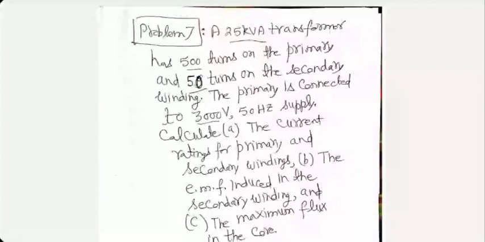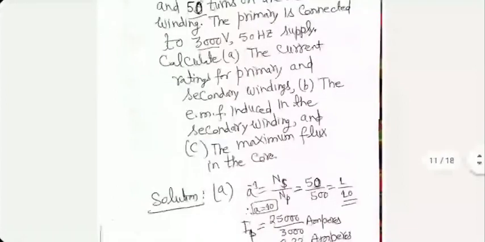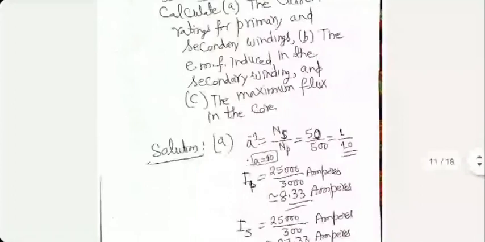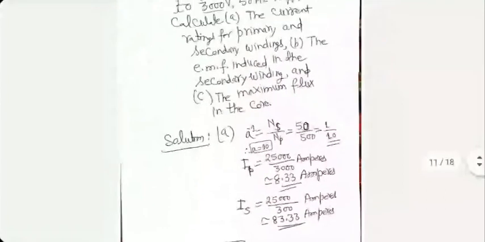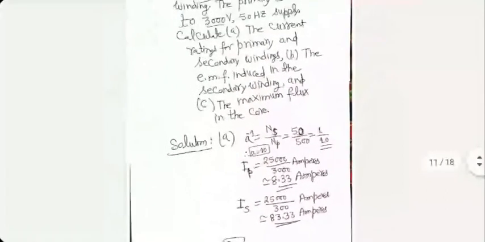And they want the maximum flux in the core. That is the second part. Let's see how we do that. Turns ratio is 10. IP is simply 25,000 divided by 3,000, which is 8.33 amperes, I think, is the correct answer. IS will be 10 times that. So these are the current ratings in primary and secondary based on kVA and the nominal voltages.